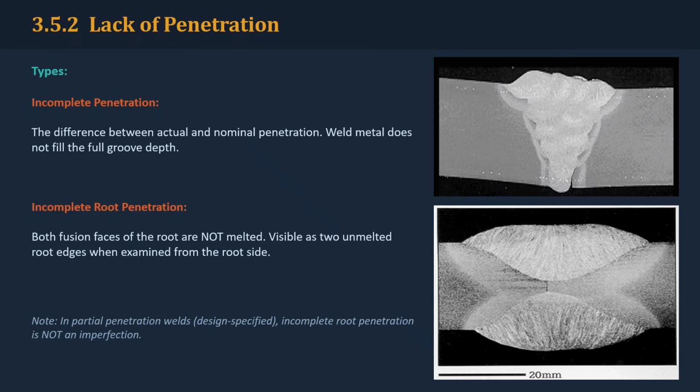This is a classic examination trap. Never assume that every joint must have complete penetration. First establish what the drawing and welding procedure require. Then assess the actual condition against that requirement. That is the correct inspection sequence: design requirement first, actual condition second, acceptance decision third.